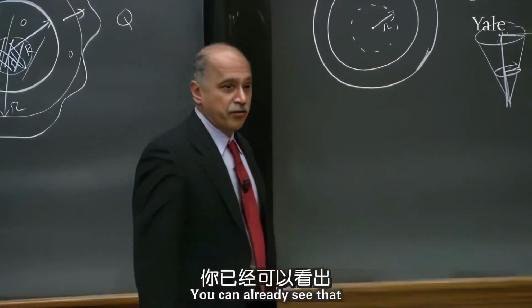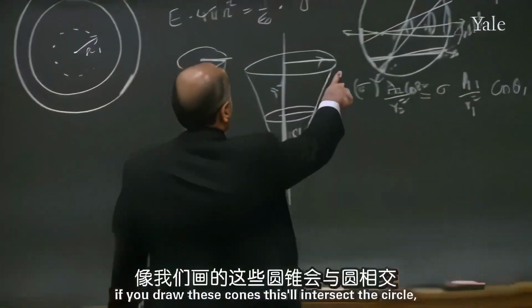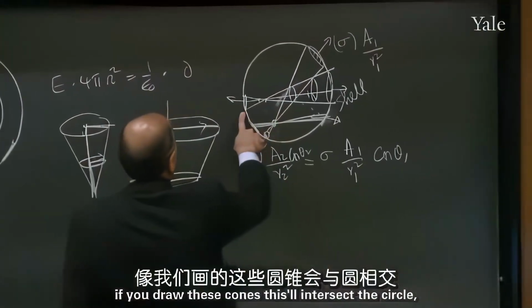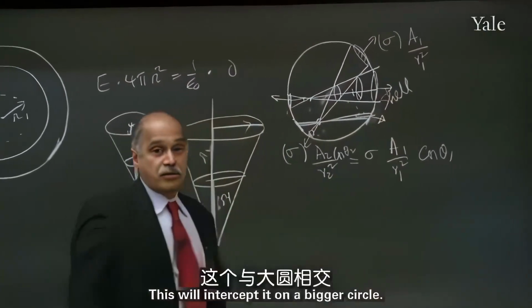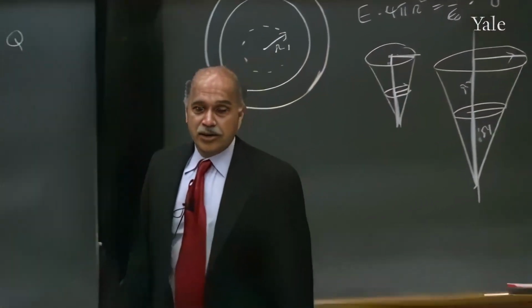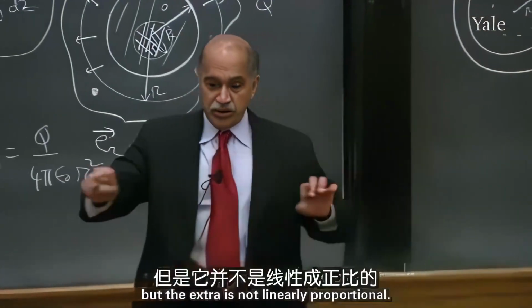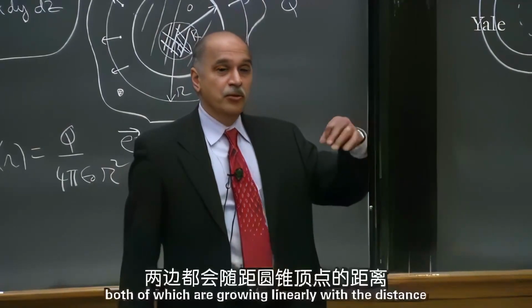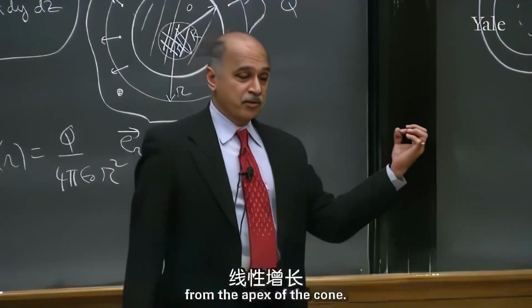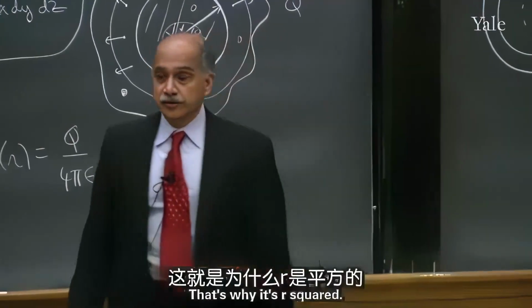You can already see that if you draw these cones, this will intersect the sphere on a small circle. This will intersect it on a bigger circle. That much is clear. But the area is not linearly proportional to the distance, but quadratic, because the circle has 2 dimensions, both of which are growing linearly with the distance from the apex of the cone. That's why it's r squared.